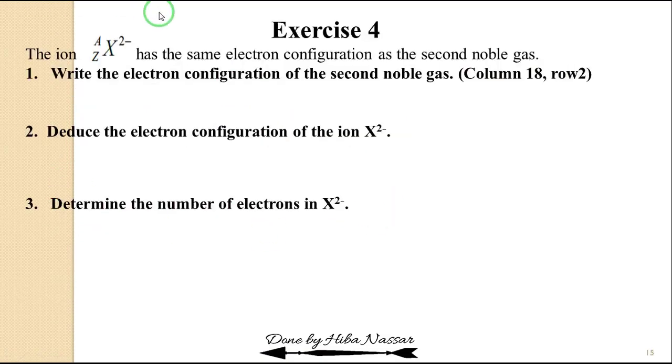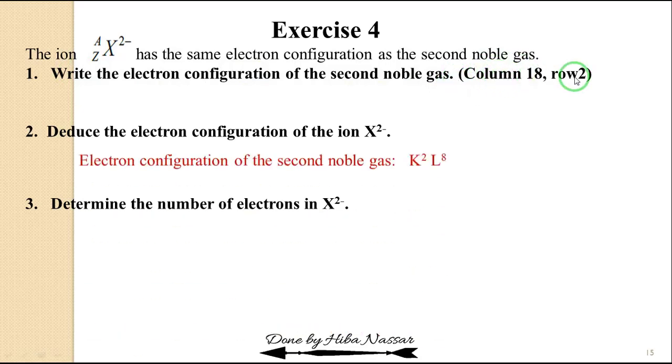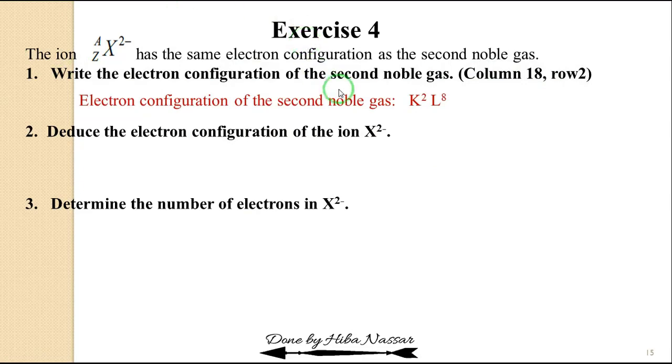Now moving to exercise number 4. The ion with the atomic symbol XAZ and with the ion charge 2- has the same electron configuration as the second noble gas. Number 1, write the electron configuration of the second noble gas, which is located in column 18, row 2. So the electron configuration of the second noble gas will be K2L8.